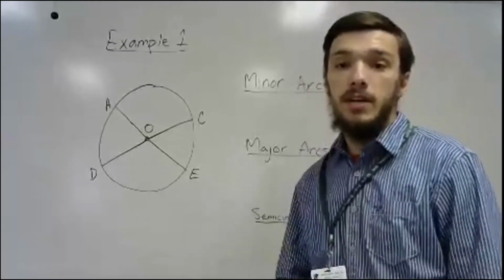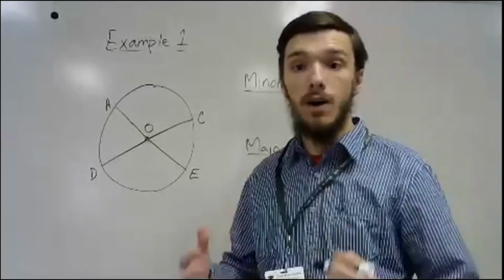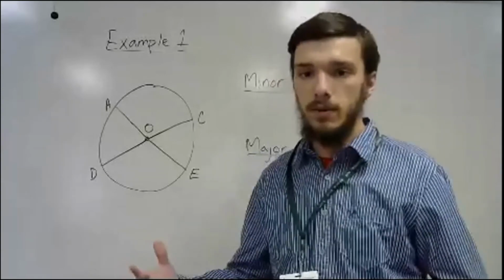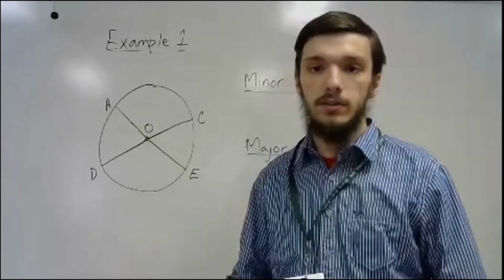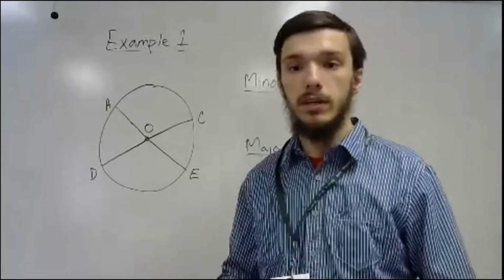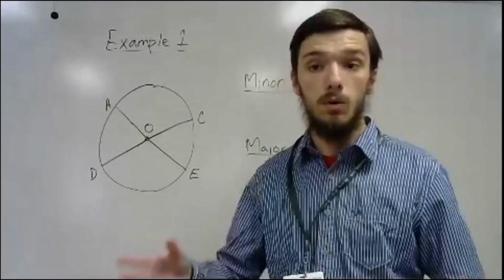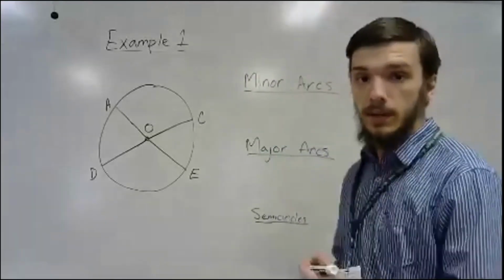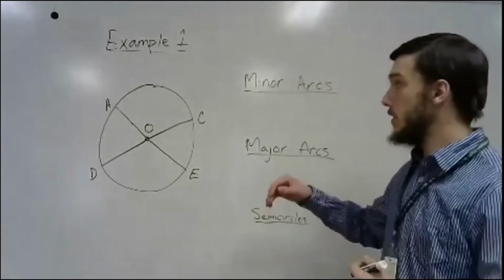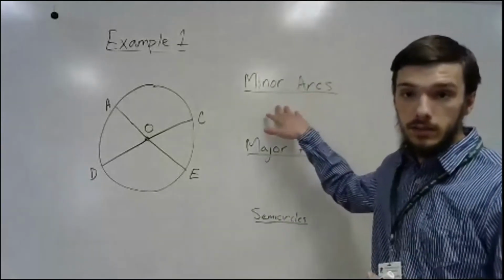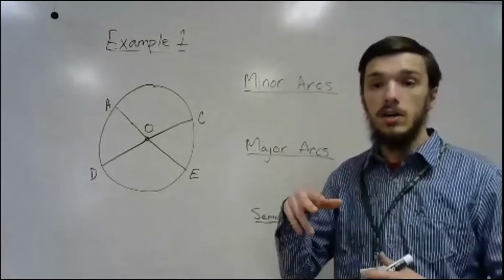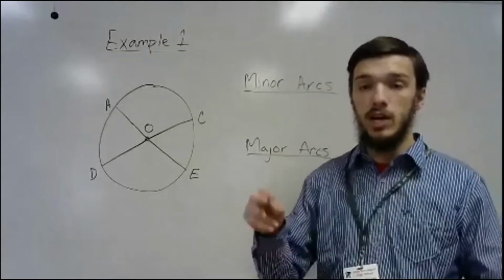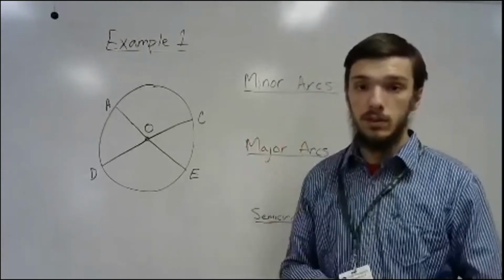In our first example today, we're just going to practice naming arcs in our circle. It's a new vocabulary term, and so we're just going to practice labeling arcs so that we know what we're looking at when we're trying to solve our problems later. So first, we're going to start with minor arcs. Now remember, minor arcs are less than a semicircle and are described by their 2 endpoints.